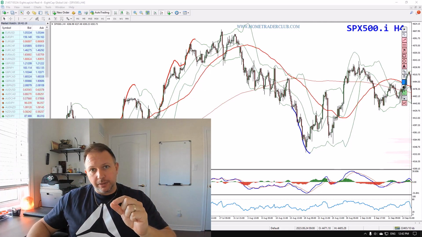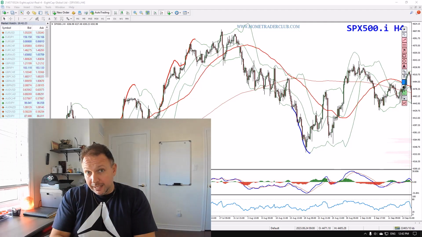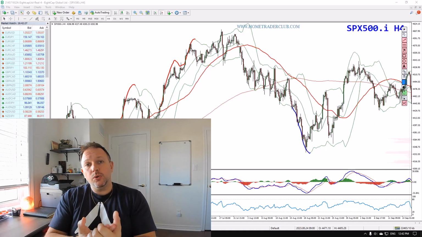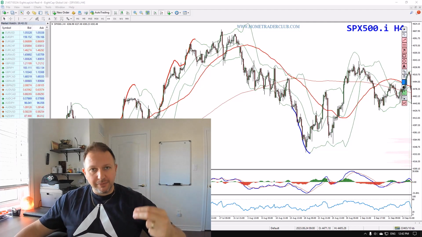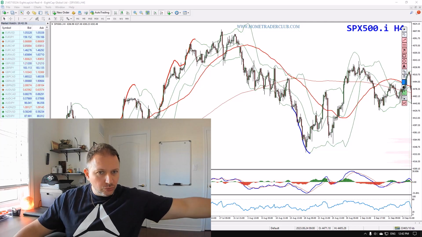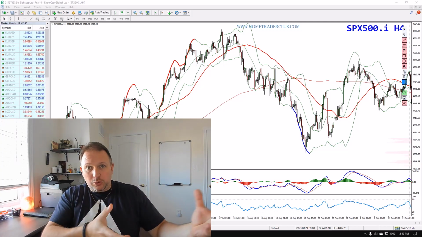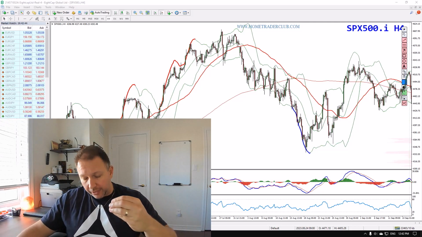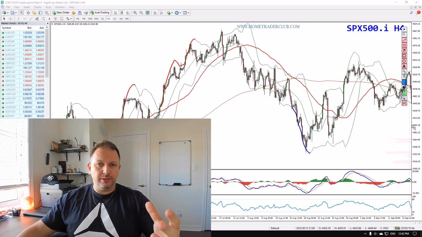So the entry is based, or should be based, on the numbers. Does that work in your favor at that given moment of entry? If you have great risk reward compared to your initial risk, you got a great risk reward ratio, meaning the numbers work in your favor.